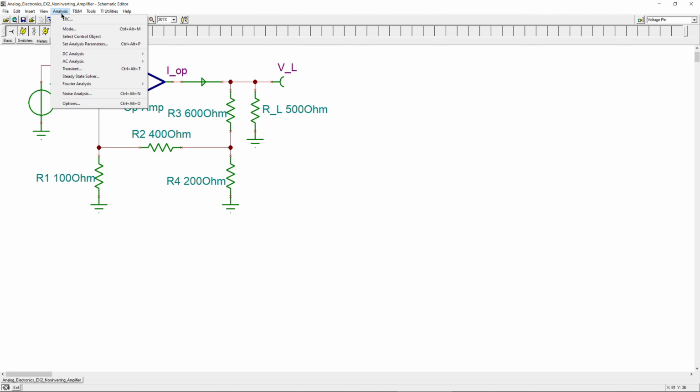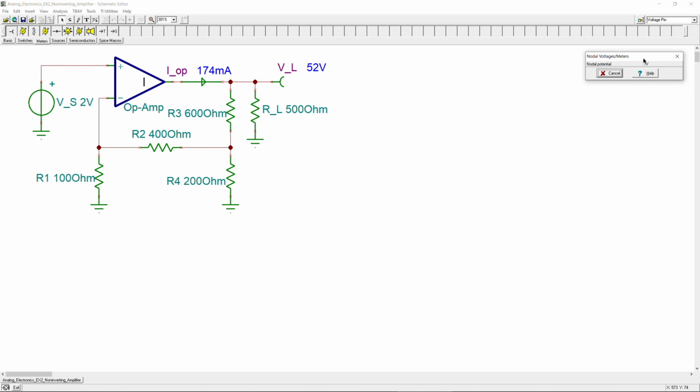So you go first to analysis, DC analysis, and calculate node voltages. That means you get all the information in your circuit where you want to measure the current or voltages. That's exactly what we want. So 174 milliamps and 52 volts.